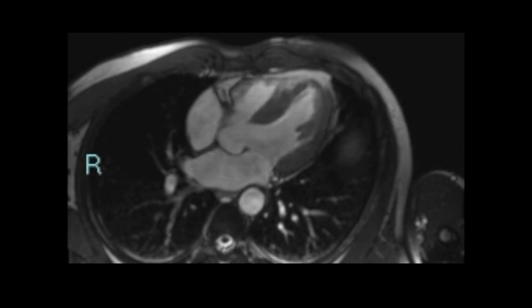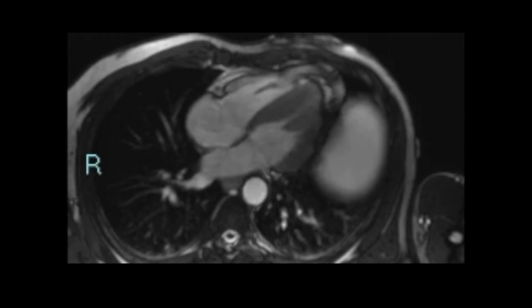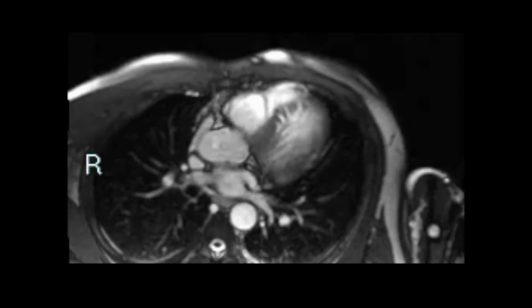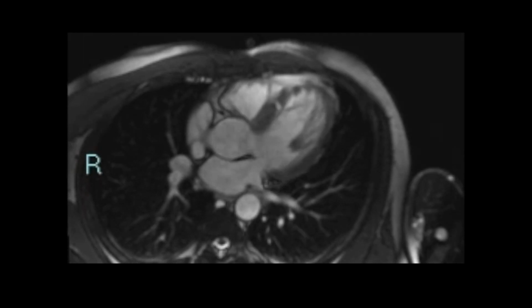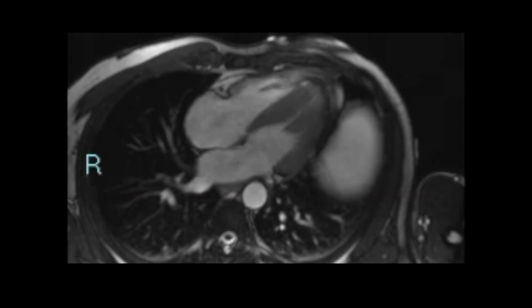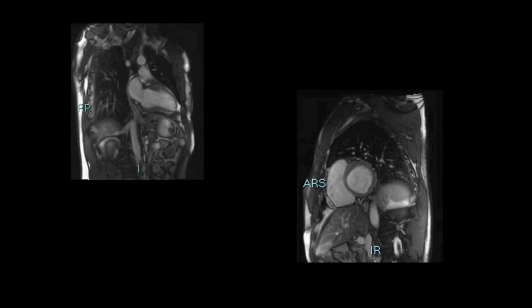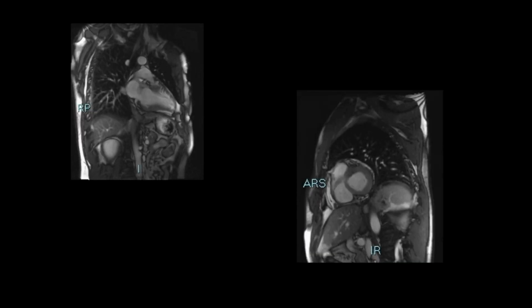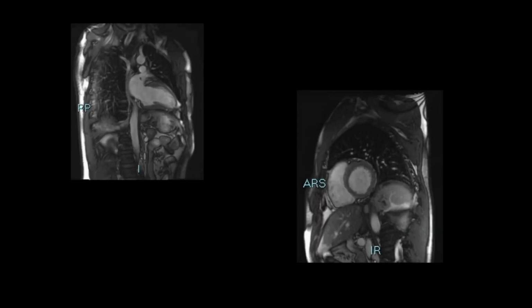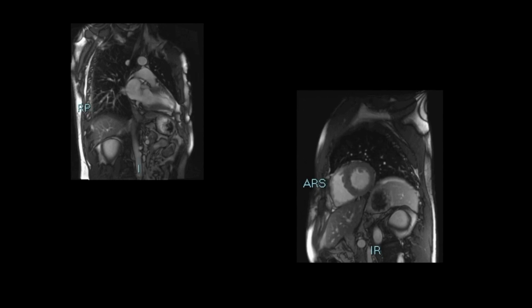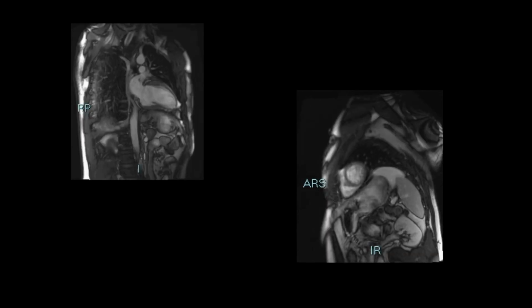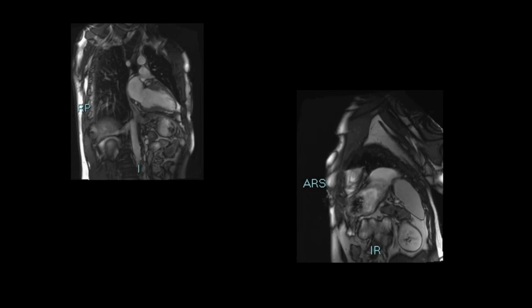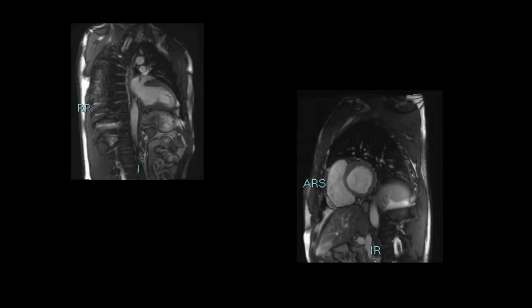The steady-state free precession cine sequences in long and short axis stacks are the relevant sequences to study this pathology. In this video, we can see the 4 chambers view, 2 chambers view, and short axis view, and we can identify the defect of the septum at mid-ventricular and apical level. We don't see dilation of the right ventricle or evidence of a direct jet from left to right ventricle. These elements make the differential diagnosis more difficult.